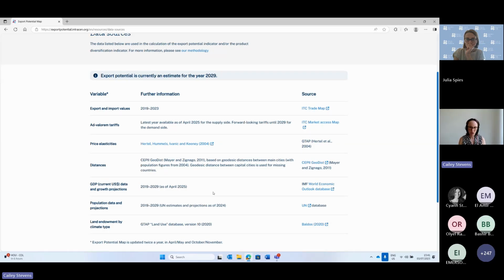Because that IMF World Economic Outlook is updated twice a year, in April and again in October, that's also when we're going to update Export Potential Map. Export Potential Map is updated twice a year following the release of the IMF World Economic Outlook. And once a year, in October and November, we're going to update the end date, the estimate year for Export Potential Map. So in October or November of this year, we're going to update Export Potential Map estimates to 2030.